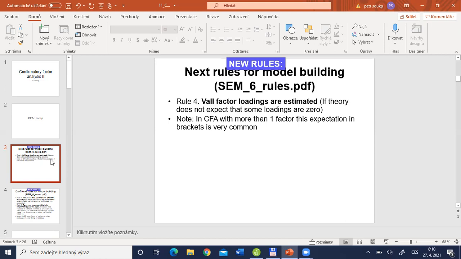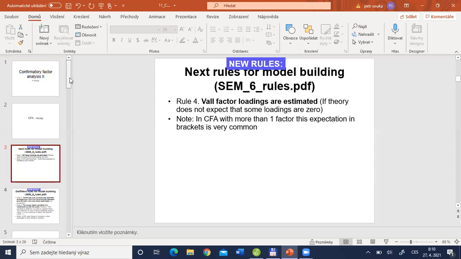So if we have confirmatory factor analysis, we are expecting that all loadings are estimated. If theory is expecting that some loadings are 0, and it is quite often in CFA, then this loading won't be included, so we would exclude some loadings.